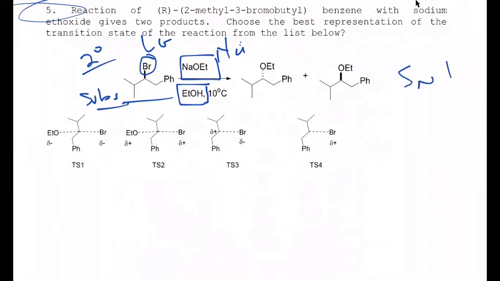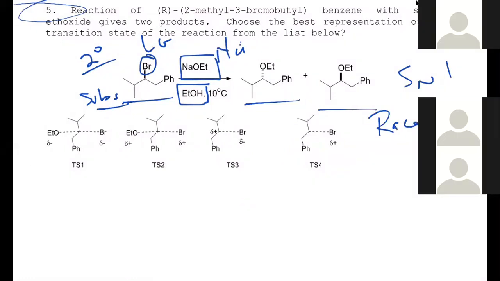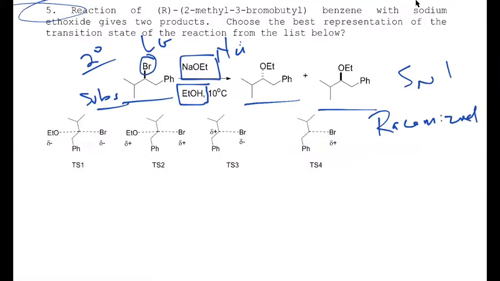What do you notice about the products? Two products. You racemized, didn't you? Right, you got racemization of your products. All right. So that racemization means that it went through an SN1 mechanism.